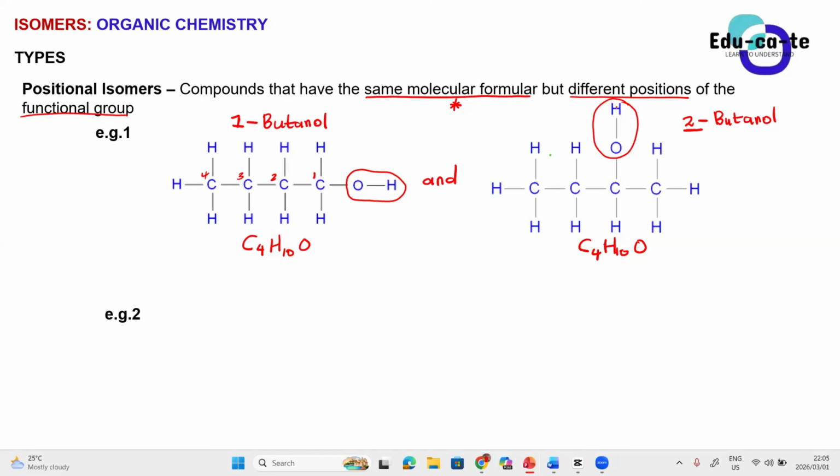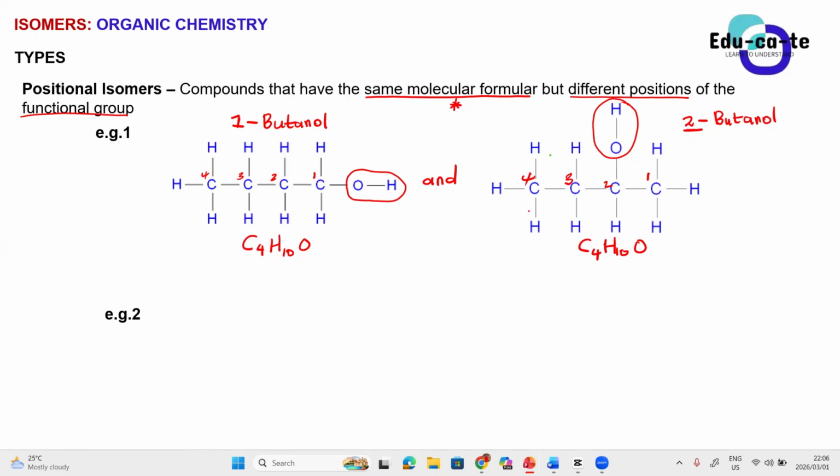Even if you name these, you would say this is carbon 1, this is carbon 2, this is carbon 3 and this is carbon 4. So basically you can see that the position of the functional group for the second compound is on carbon number 2 in the parent chain. So the functional group is found at 2 different carbons on the parent chain.